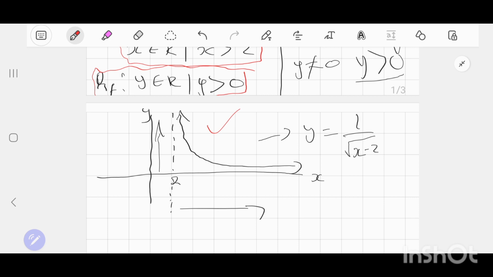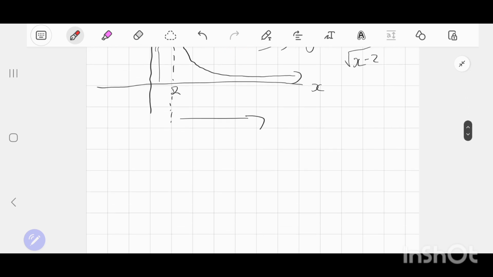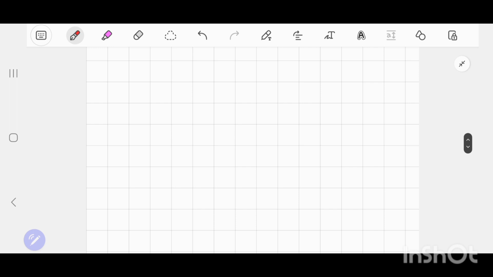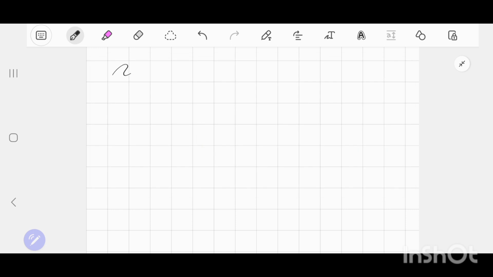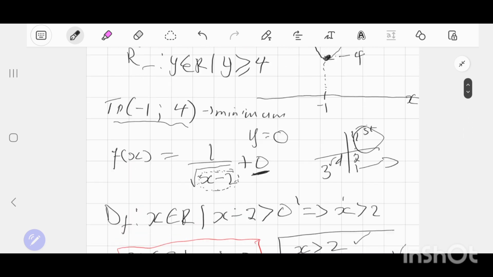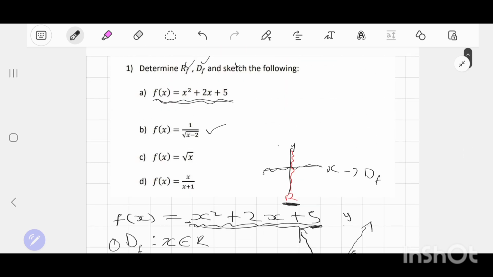Please, people, if you don't understand certain things, just refresh the video and repeat until this concept is engraved in your mind. Let's move forward, people, because we don't want to make this video too long. The other function that we are given here is this function. Y is equal to the root of x.